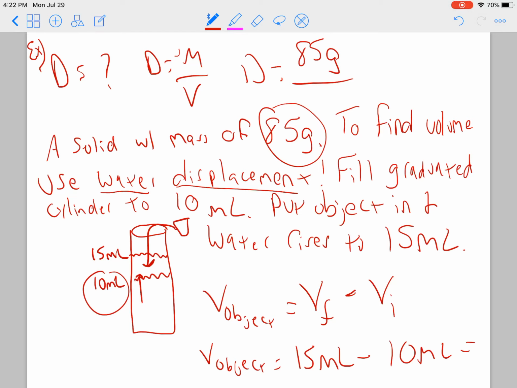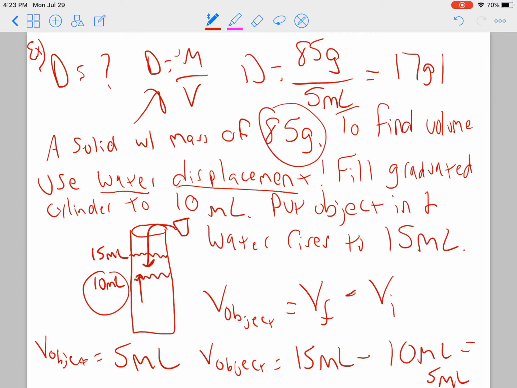Subtract the two and you'll get the volume of the object, and you'll use that in your density equation. So 15 minus 10 gives you 5 milliliters. So volume of object equals 5 milliliters. So we'll plug that into our equation. 85 divided by 5, that gives me 17 grams per milliliter.